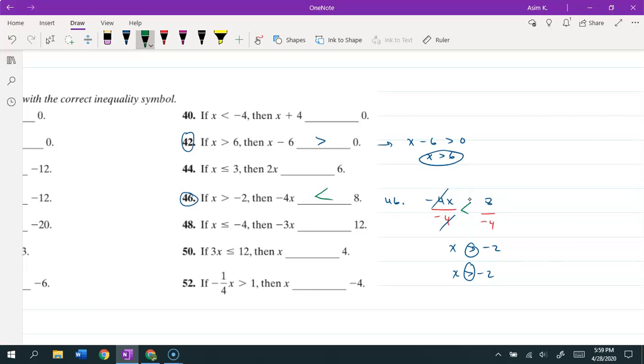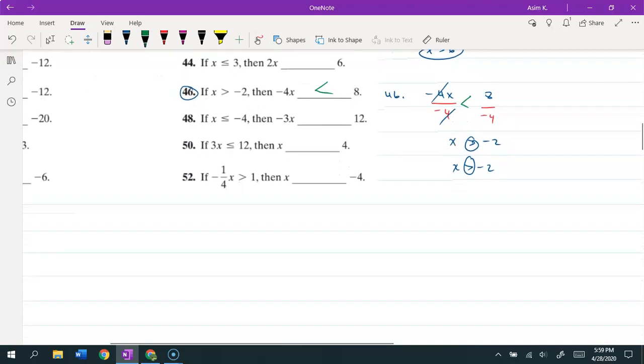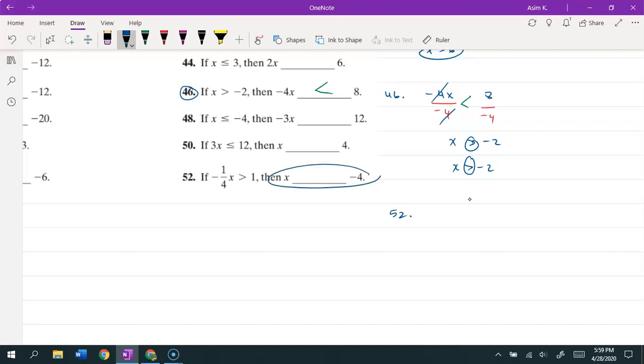All right, now let's try one more. Let's try number 52. Again, I'm just going to write this the other way. I'm going to write down x blank negative 4, and they're asking, what can you say about negative 1/4 x is greater than 1? It's, again, a very different way of asking the question.